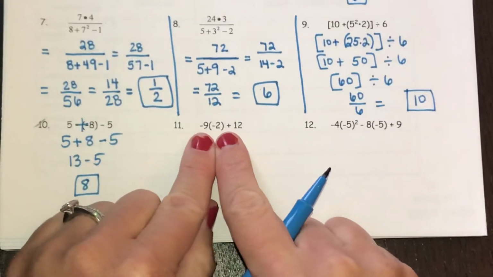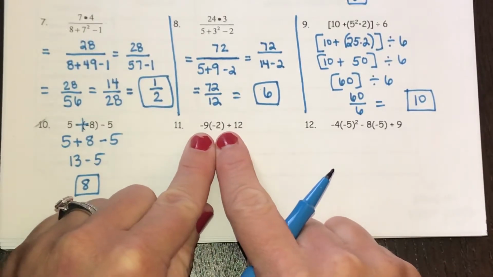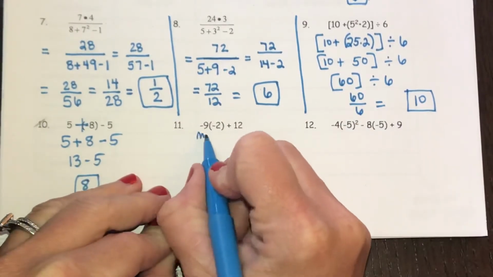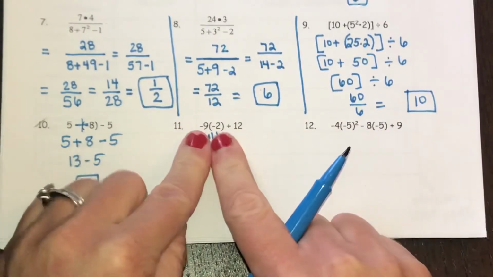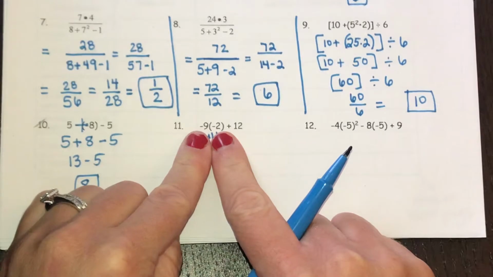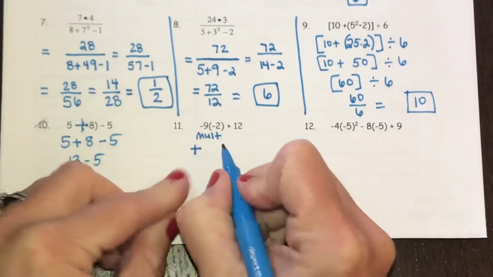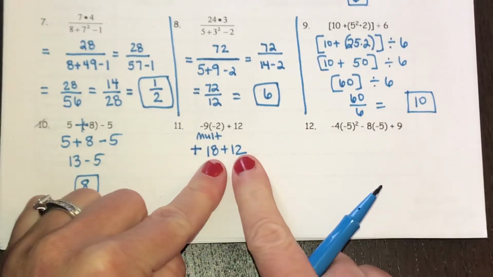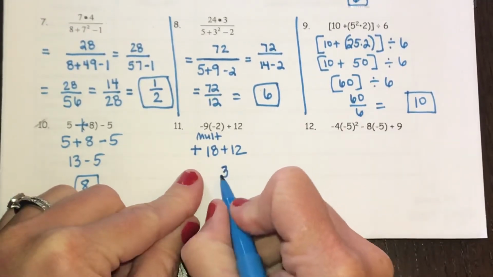In this question, I have a -9 and then in the parentheses -2. When those numbers are pushed up together, that means those are going to be multiplied. And a negative number times another negative number means we're going to get a positive 18. And 18 plus 12 is going to give me 30.